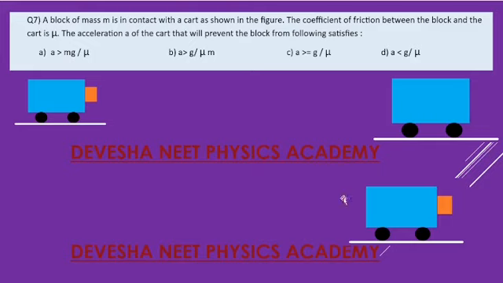Now let's look at this problem, question number 7. In this case, what is given here is that there is a block which is resting against this particular cart, and this cart is moving forward with a definite acceleration. Imagine that the acceleration is equal to A.